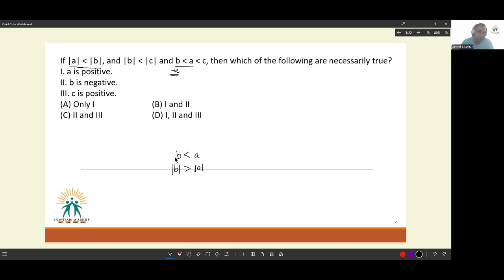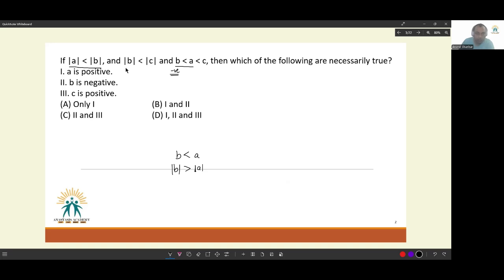Because if B was a positive number, A would have to be a positive number. And then their mod would return the result that mod A is greater than mod B. This is only possible if B is a negative number. A itself could also be a negative number. A could be a positive number. A could be a negative number. Both of those possibilities are open. But B definitely has to be a negative number.